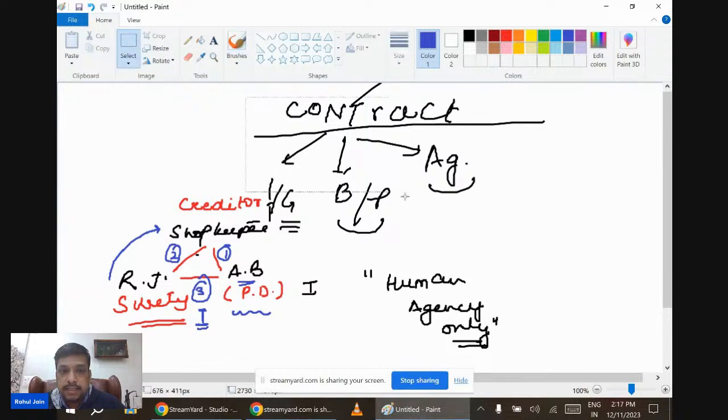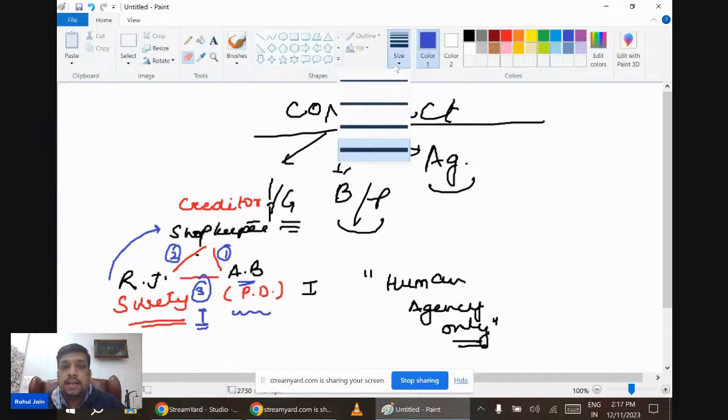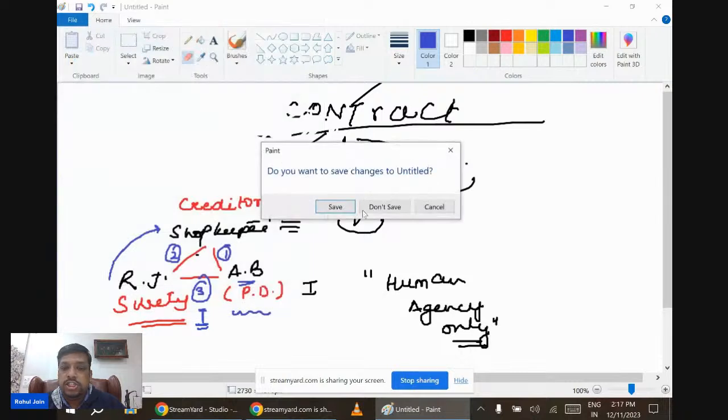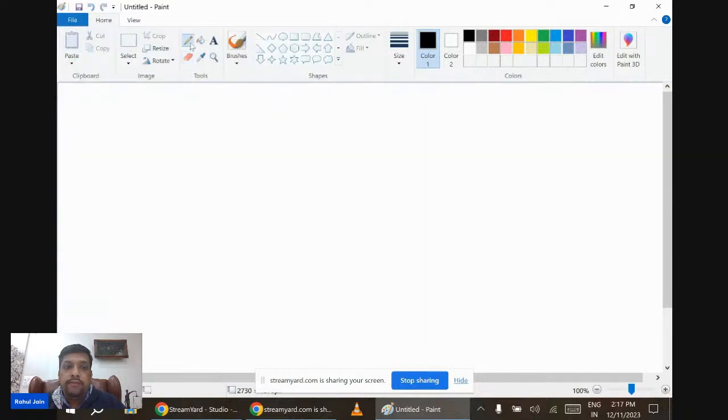Now, there are certain situations where the surety is discharged from the liability. What are the situations? Just see. Principal debtor, creditor, and surety.